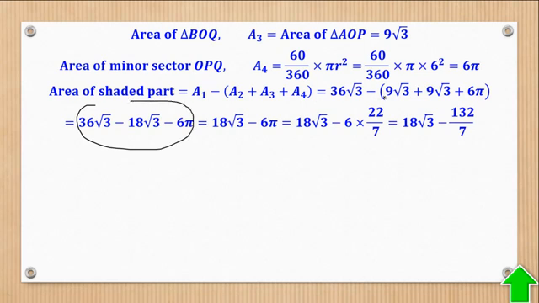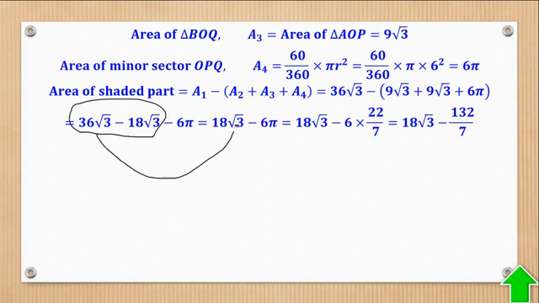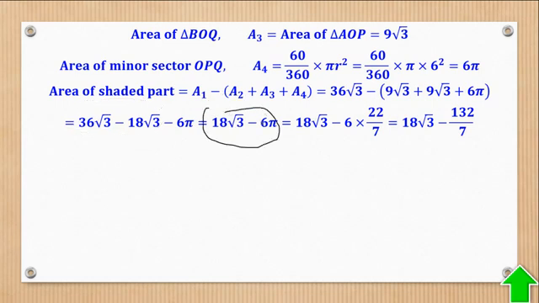So here this and this is 18 root 3, which is here. And this gives you minus 6 pi. Again, collect like terms, this with this, it gives you 18 root 3 minus 6 pi. It is okay to stop here, but if you want, you can proceed and say pi is 22 over 7. Substitute for pi, you'll end up with this as the answer. So any of these two answers is okay.